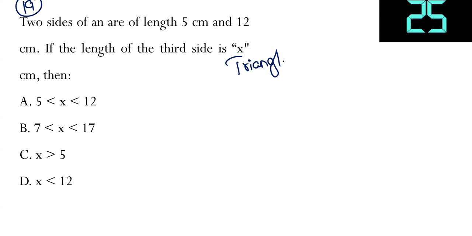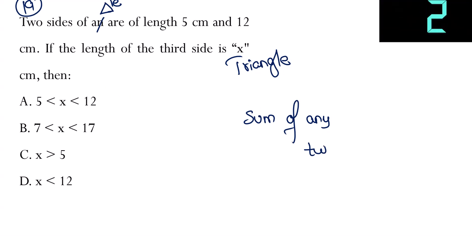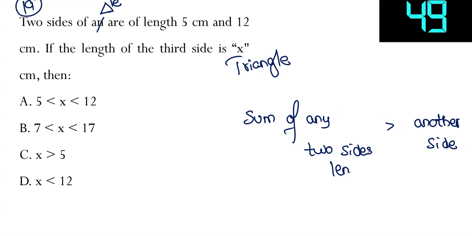Two sides of a triangle are of length 5 centimeters and 12 centimeters. The length of the third side? So there is a condition for a triangle. The sum of any two sides must be greater than the other side. Otherwise, the sum of any two sides' length must be greater than the other side's length, otherwise a triangle cannot be formed.